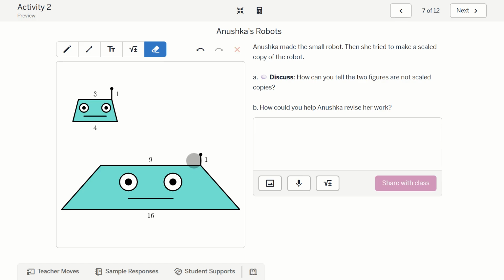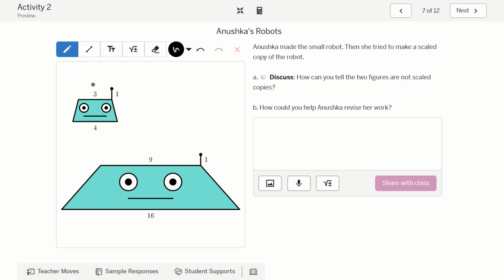Like, remind me your name, Silas? So like Silas said, from 3 to 9 should have been multiplied by 3. So the new antenna should have been 3, which it's not. And the bottom, from 4 to 16, 4 should have been 12 down here instead of 16.